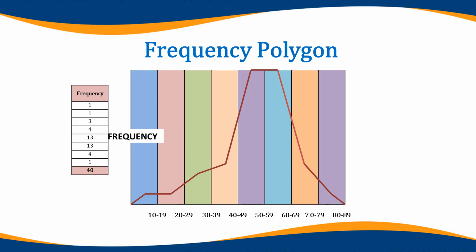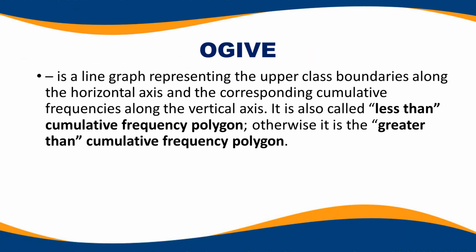The graph of the cumulative frequency is called the ogive. What is an ogive? It is a line graph representing the upper class boundaries along the horizontal axis and the corresponding cumulative frequencies along the vertical axis. It is also called less than cumulative frequency polygon. Otherwise, it is the greater than cumulative frequency polygon. Okay? But how can we compute for the cumulative frequency less than or greater than?